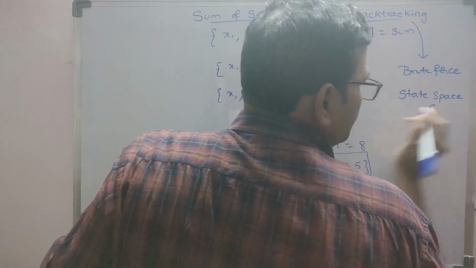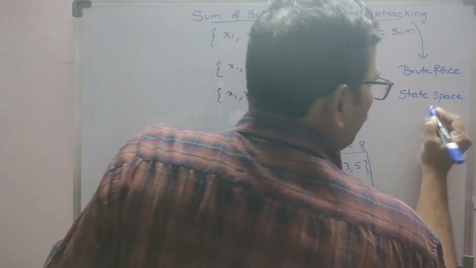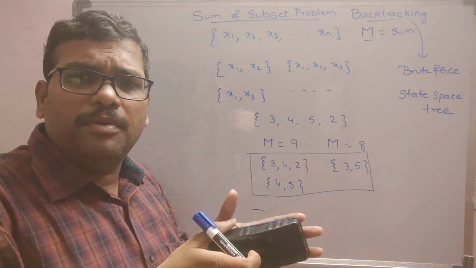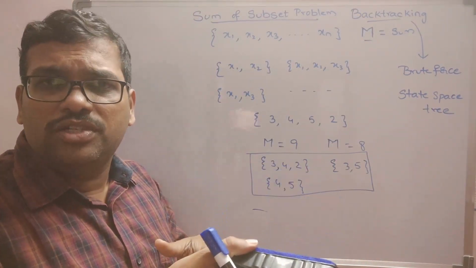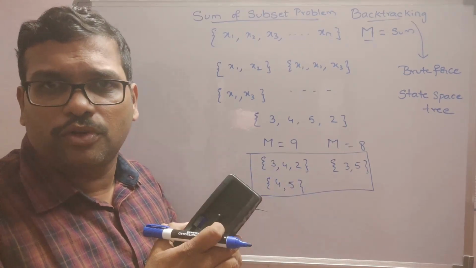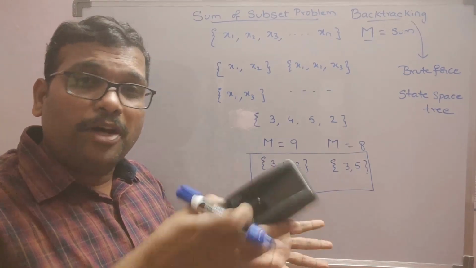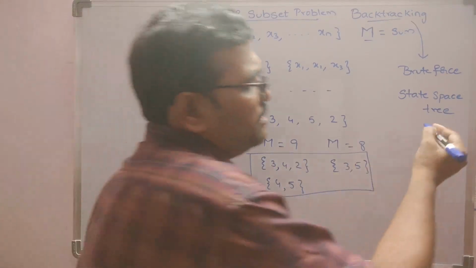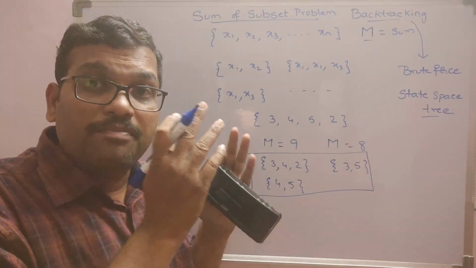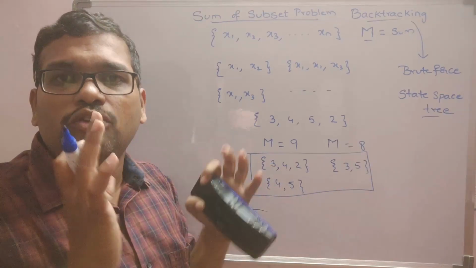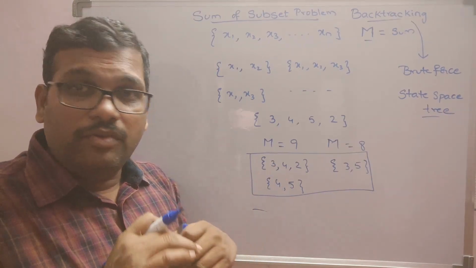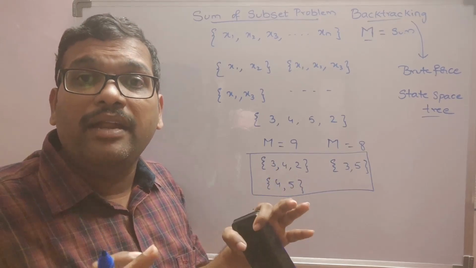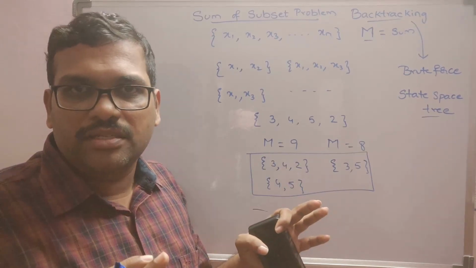So in this state space tree we will get all the combinations. Some paths may lead to the solution, some paths may not. All the possible paths, which may or may not lead to a solution, will be there in this state space tree. From there we will be getting the solutions, and here we are not finding the optimal solution, but we are finding all the feasible solutions.